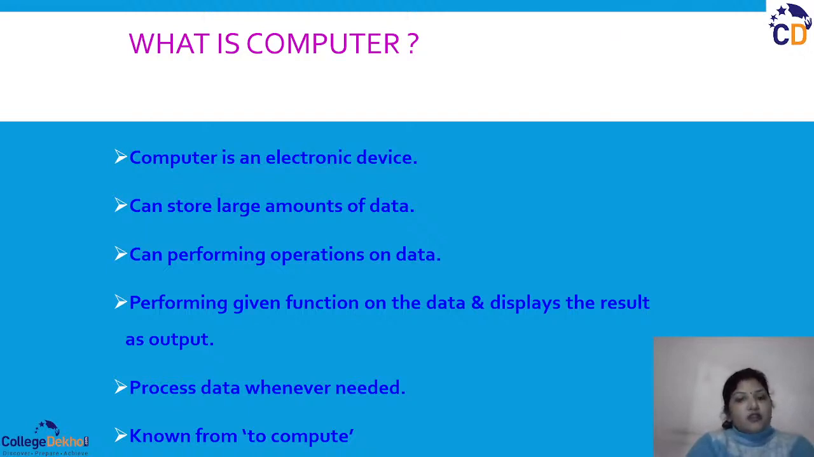Performing a given function on the data, display the results as an output. Like if we have any data, right? If we are performing anything on data, we want some output to come out from that, right? What is the result? It should display, it should show some results, right?